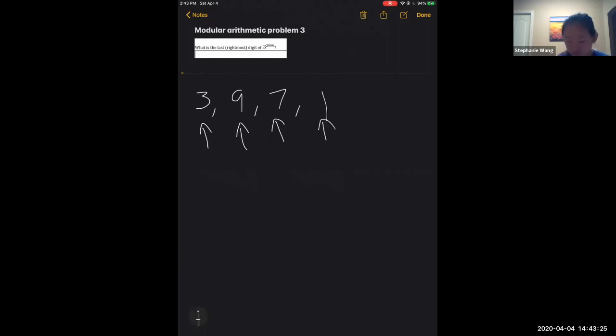And once we have 1, the pattern will just repeat itself, and then we're trying to find the number for 2006. So 2006, the remainder when it's divided by 4, is congruent to 2. So then we're trying to find the second number in this pattern, so the answer will be 9.